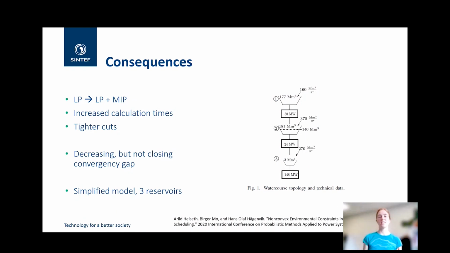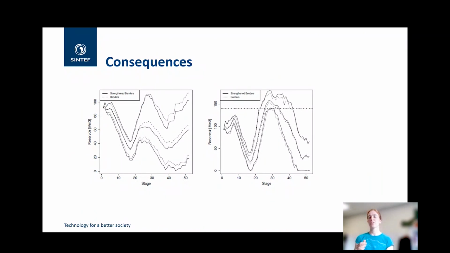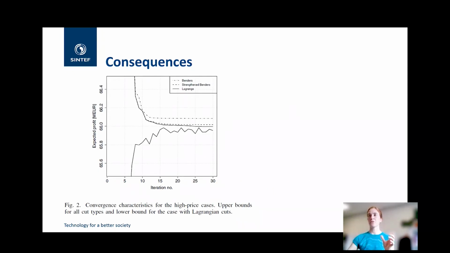This was tested in a simplified model using a three reservoir area, which resulted in a publication by Arild Helseth, Birger Mo, and Hans Olav Hågenvik in 2020. The results there were a slight change in the operation of the reservoirs. These figures show reservoirs 1 and 2, and also a better convergence. Here we see that the upper stippled line is the Benders cut, and the lower stippled line is the strengthened Benders cuts.